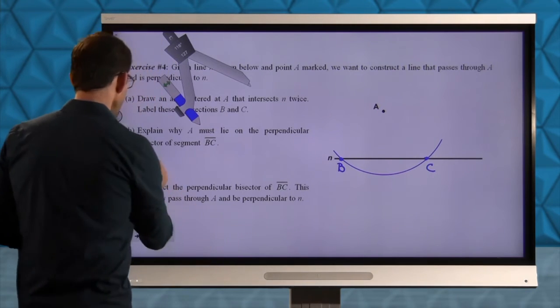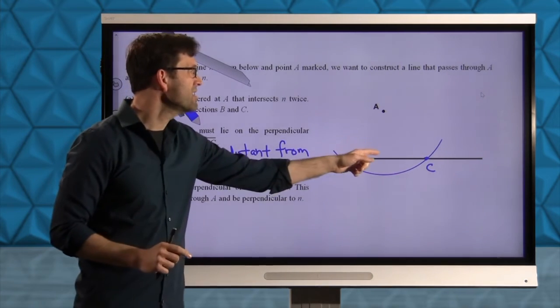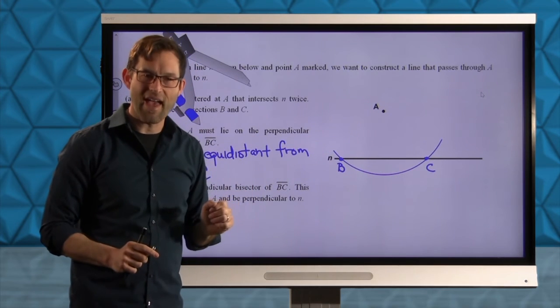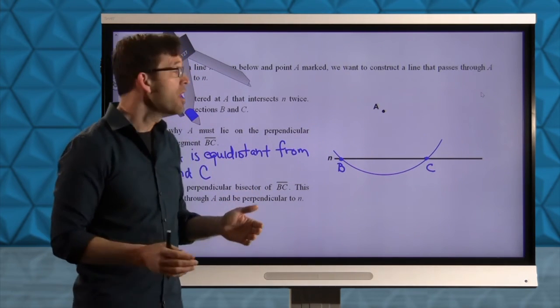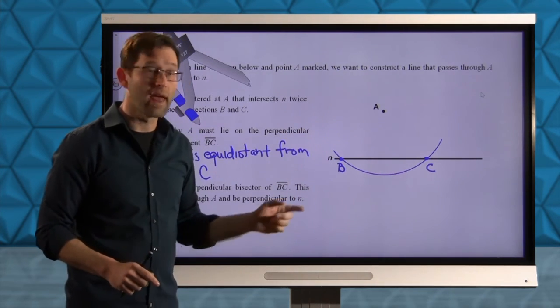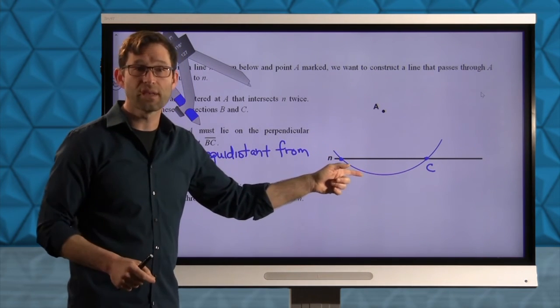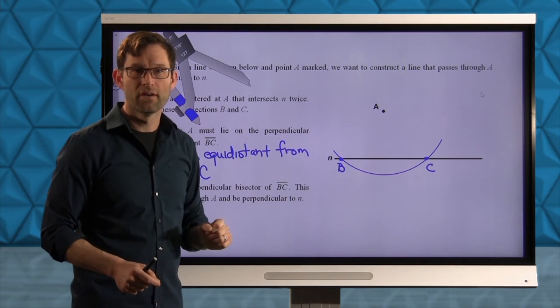It's pretty easy, because A is equidistant from B and C. Or almost better yet, B and C are equidistant from A, and they're equidistant from A because they lie on a circle. They lie on a circle that has A as its center. And any points that lie on a circle are exactly the same distance as any other points that lie on the same circle away from the center.